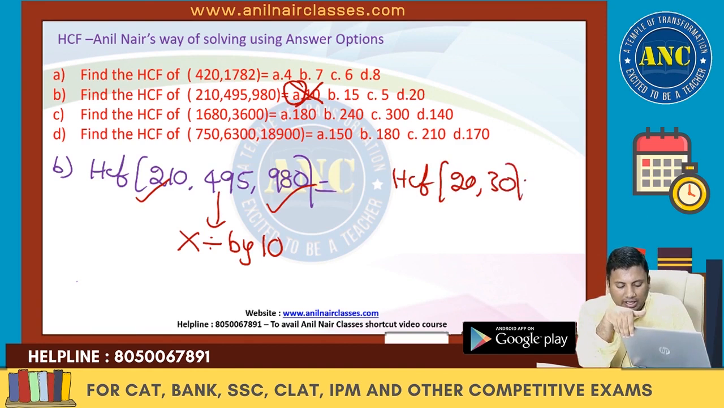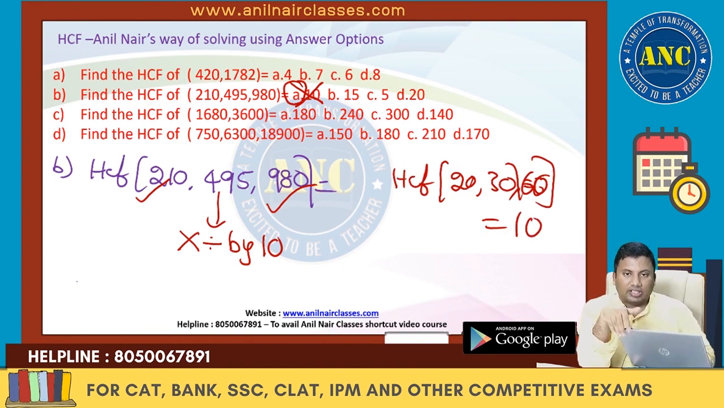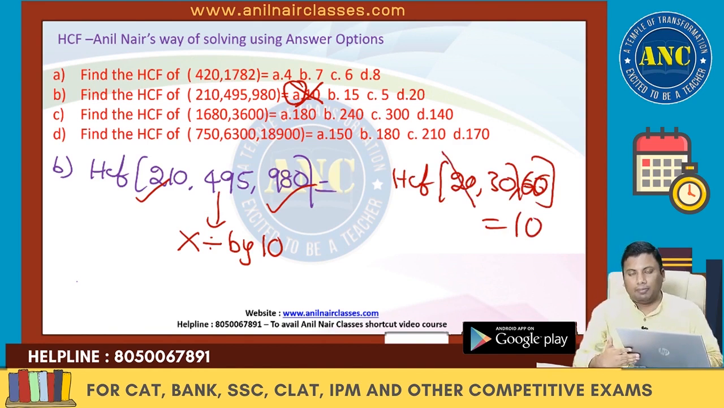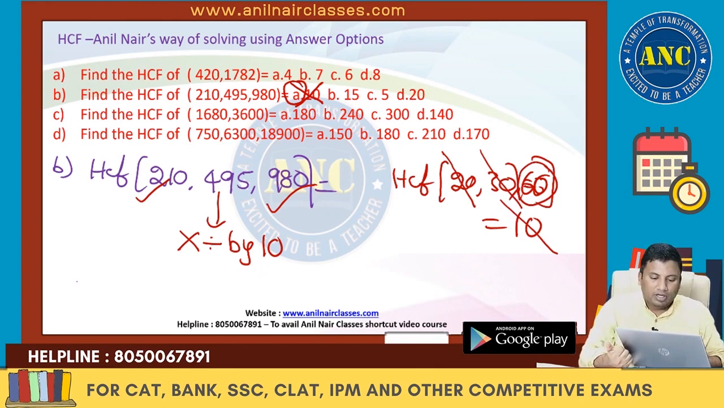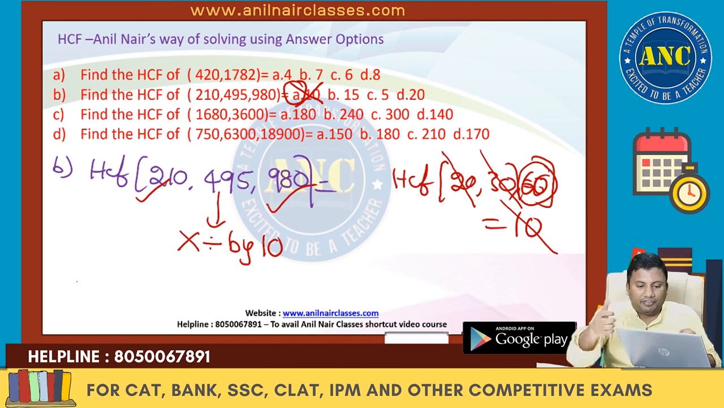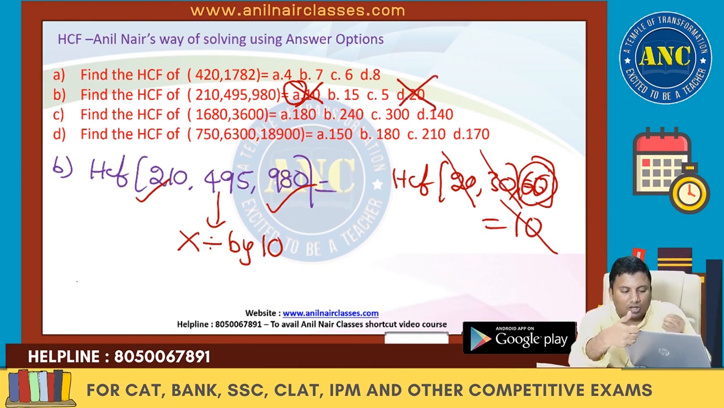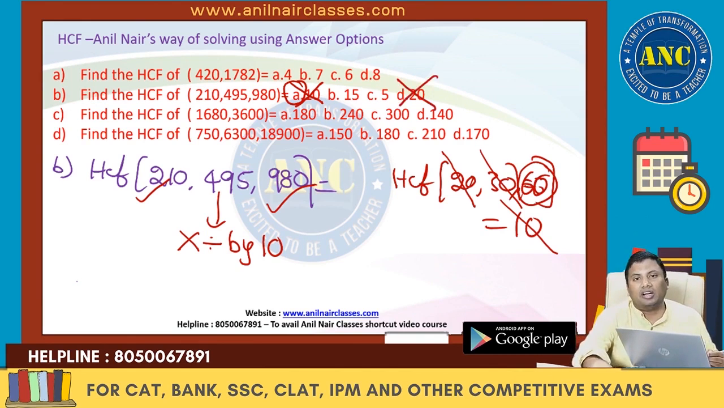20, 30, 60, it is 10. If this is divisible by 10, this is divisible by 10, this is divisible by 10, 60 should also be divisible by 10. If I take 10, 210 is divisible by 10, 980 is divisible by 10, 495 is not divisible by 10. If 10 is out, 20 is also out. If a number is not divisible by 10, how can it be divisible by 20?